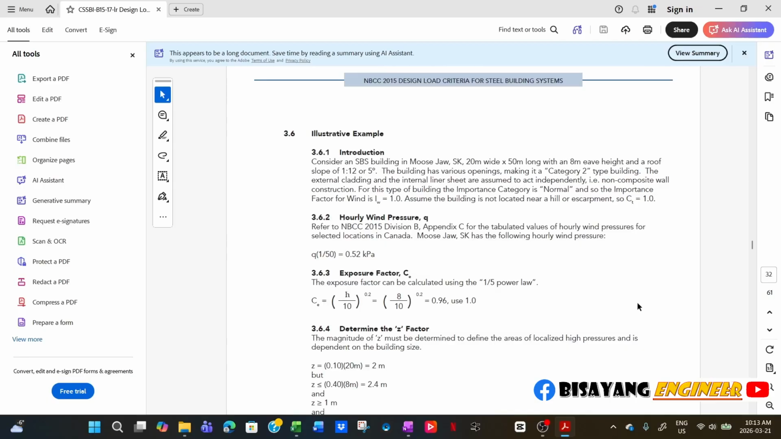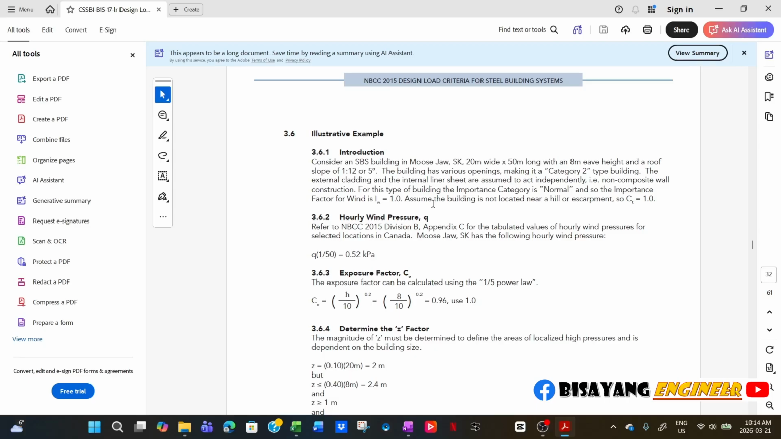So this one. So this sample calculation, this is for a building in Moose Jaw, Saskatchewan, 20 by 50 meters long, 8-meter eave height. And then it has all the conditions like, so this one especially, assume the building is not located near a hill or escarpment.